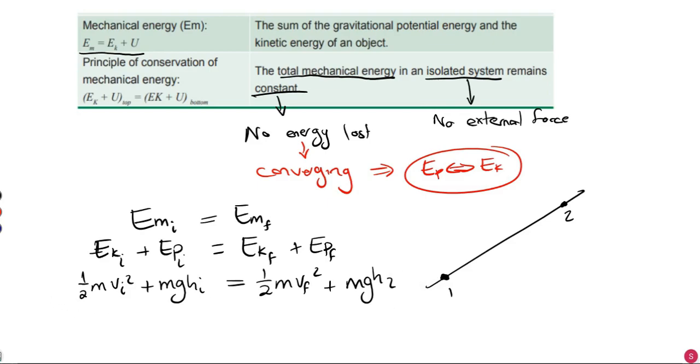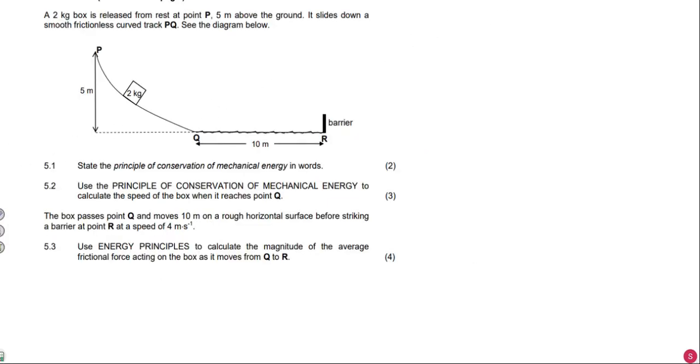So let us quickly explore that further. Let us look at the given problem right here. A 2 kg box is released from rest. Yes, it's released from rest. That's very important. It means the initial velocity at point P is 0. And point P is 5 meters above the ground. It slides down a smooth frictionless surface. Now that's very important.